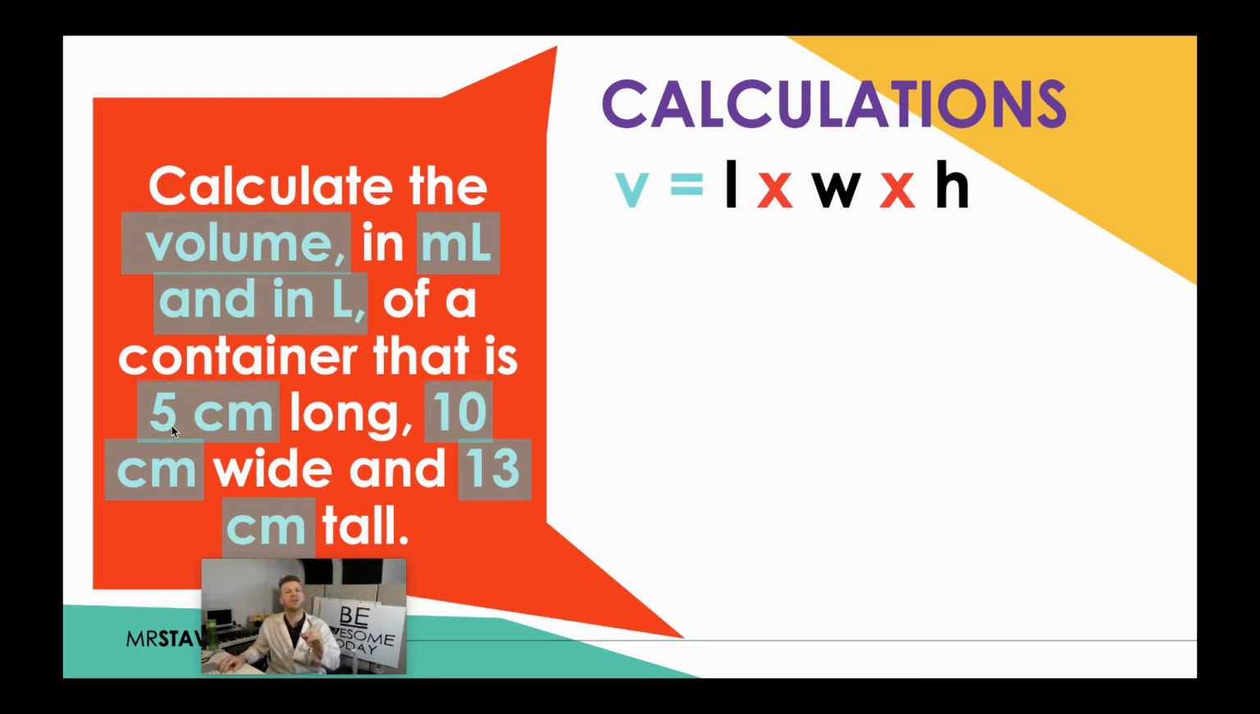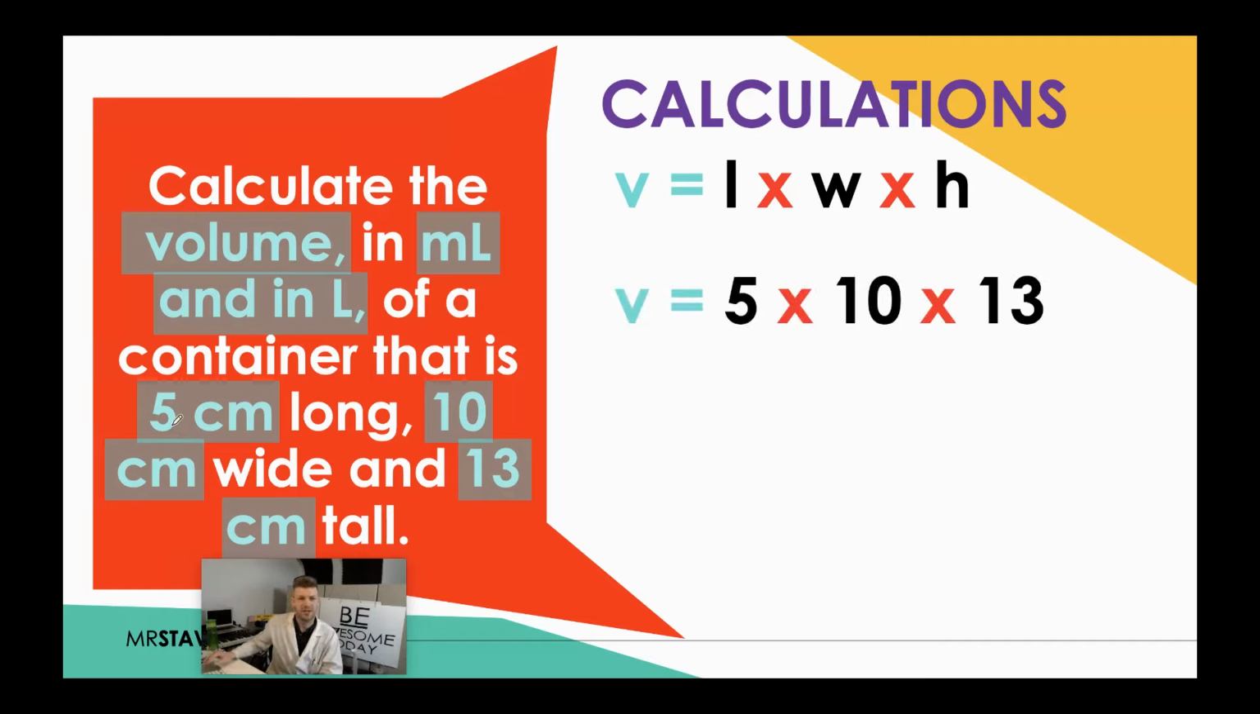First thing you always start with is your formula. First thing you always write is your formula, math or science. Then you plug in the numbers you know. So we go back and we can see that length is 5 centimeters, 10 centimeters wide and 13 centimeters tall. So we have our 3 dimensions, and then we can do the math. So we have 650 milliliters. The question did ask us in milliliters, but it also told us to convert to liters.